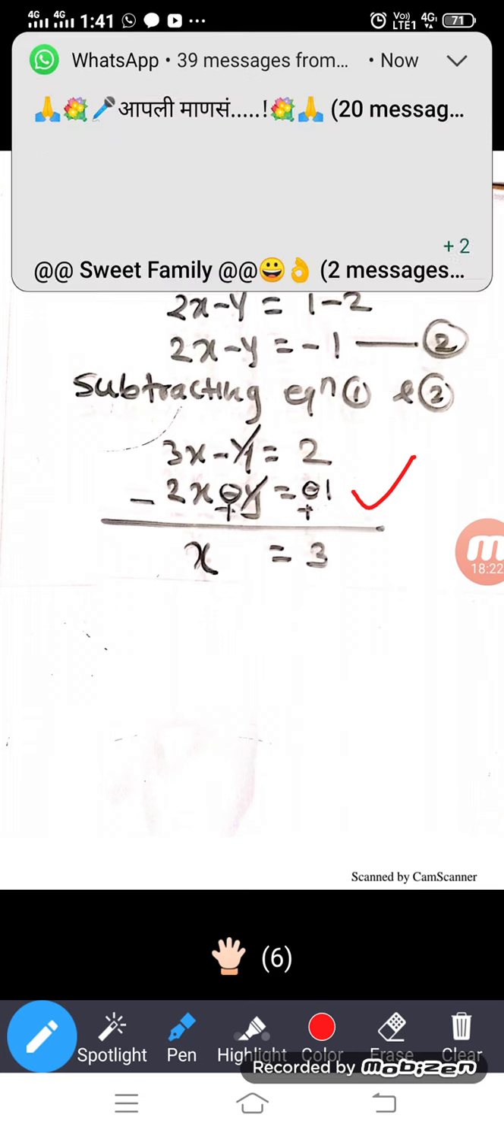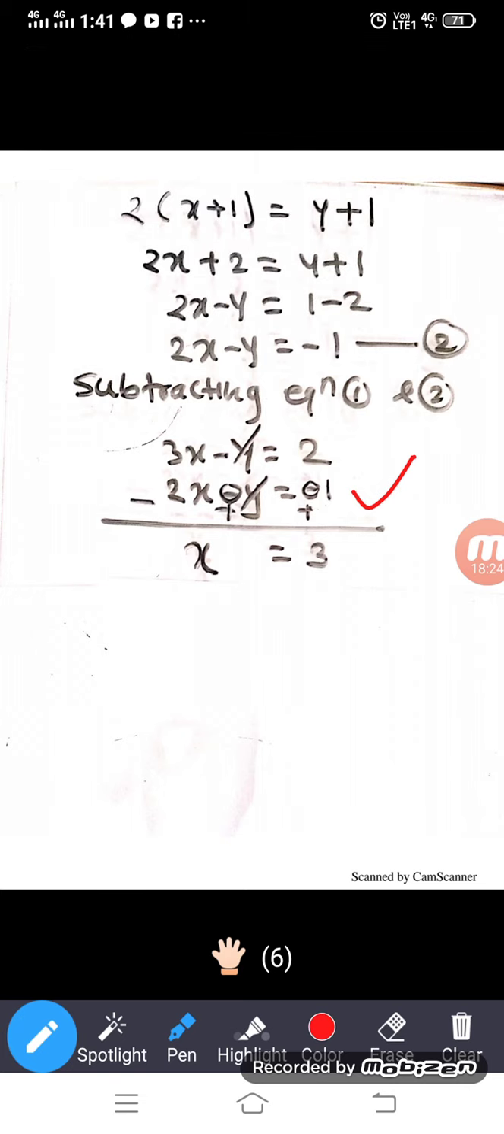3x minus 2x is equal to x is equal to 2 plus 1 is equal to 3. This is the value of x. X is equal to 3.